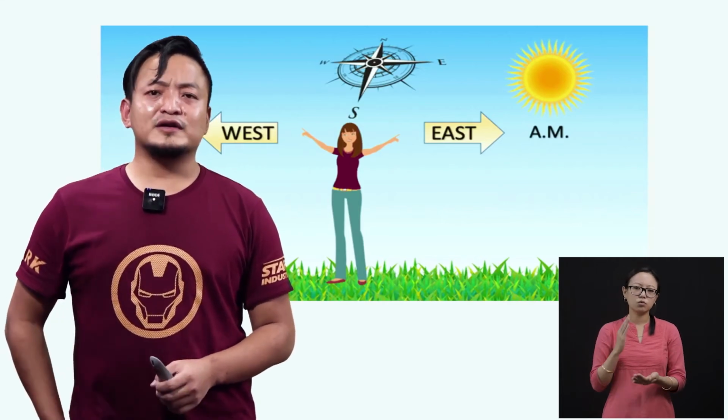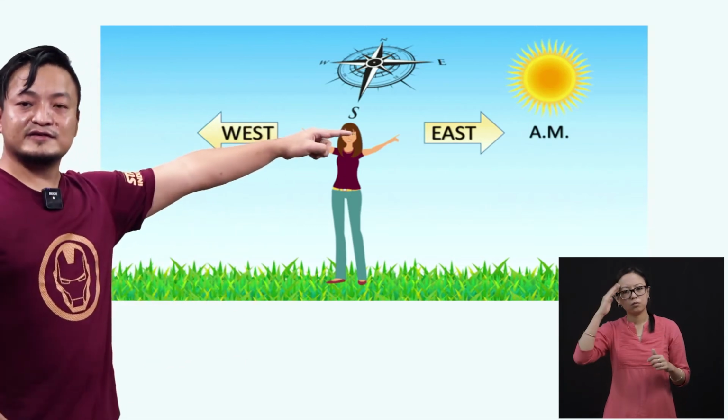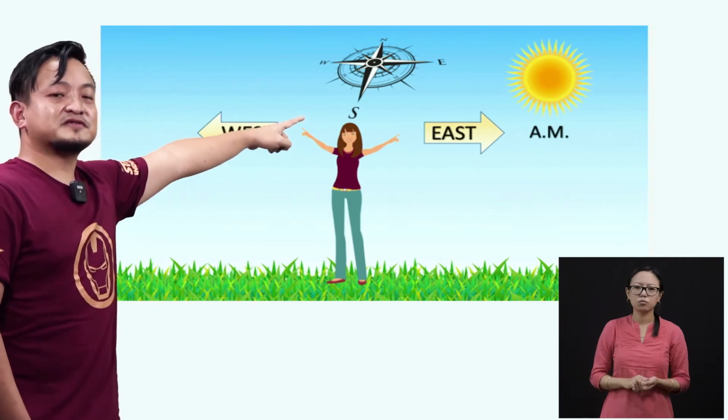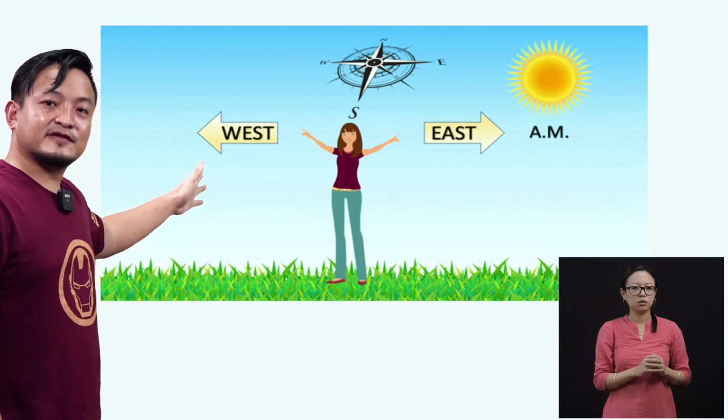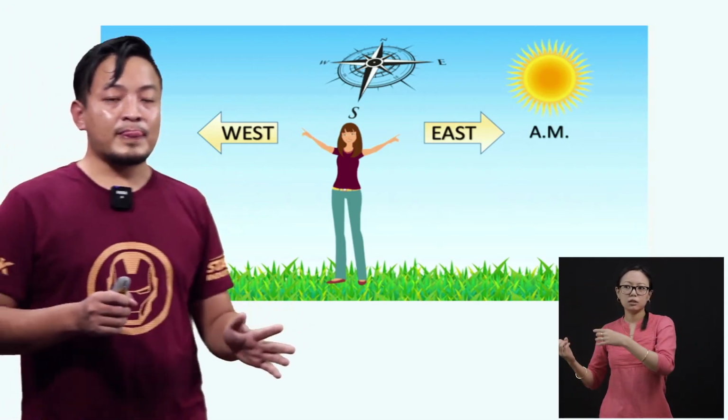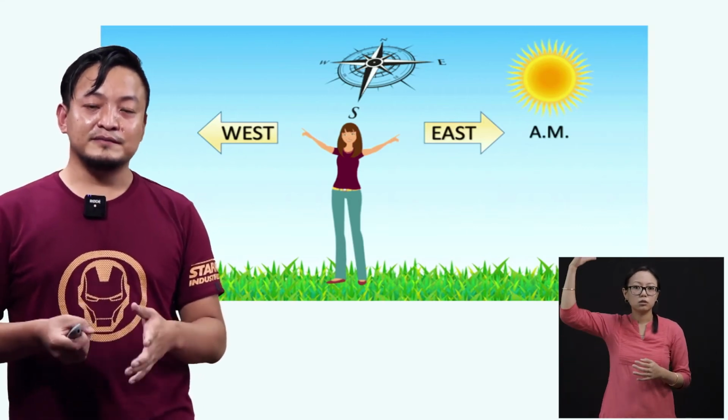We all know early morning the sun rises in the east, right? The sun rises in the east. So that means the head part of this girl is north, and the lower part is the south, and the opposite side of the east would be west. So with the help of the direction of the sun, we can also check the position. We can confirm our activity.